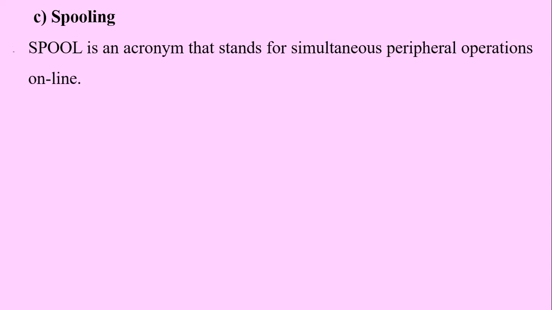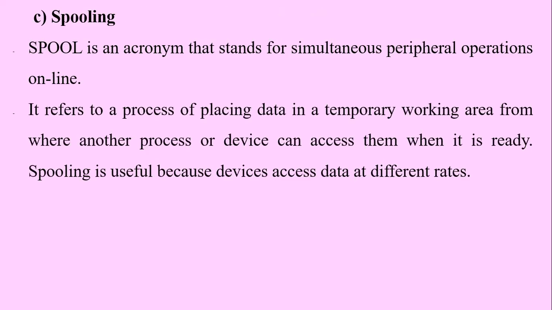Let us now focus our attention on spooling. Spool is an acronym that stands for Simultaneous Peripheral Operations Online. It refers to a process of placing data in a temporary working area from where another process or device can access them when it is ready. Spooling is useful because devices access data at different rates.